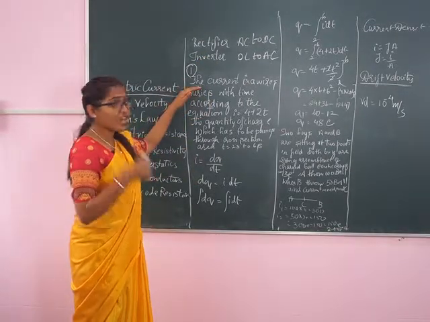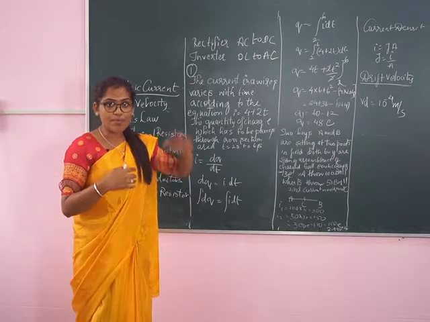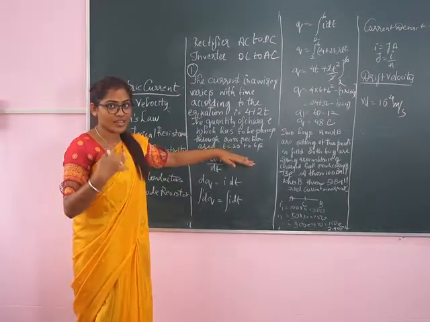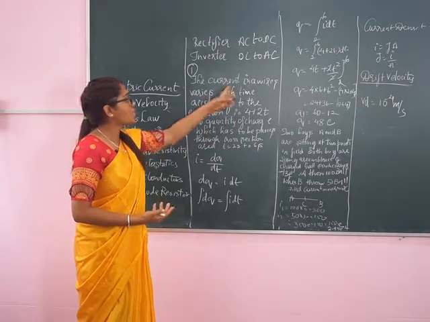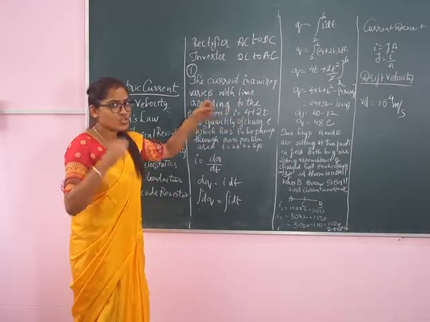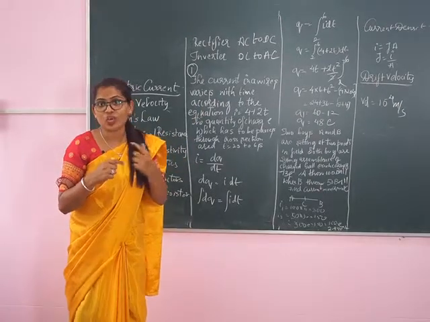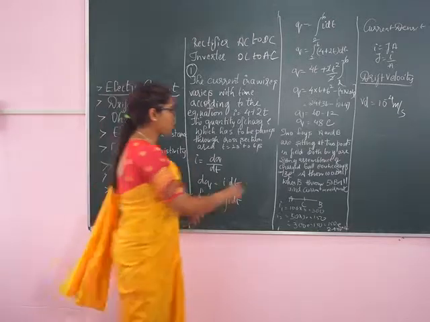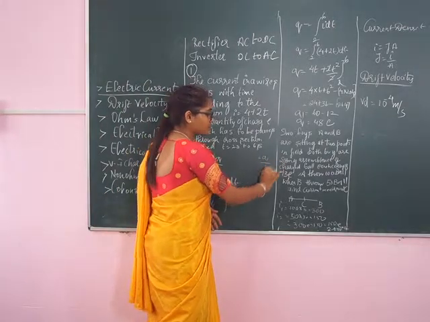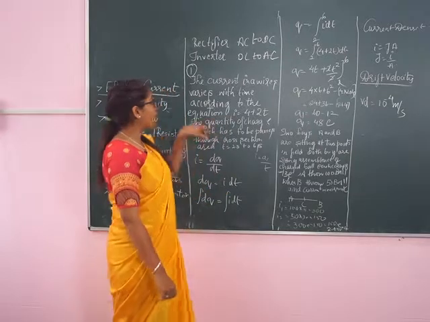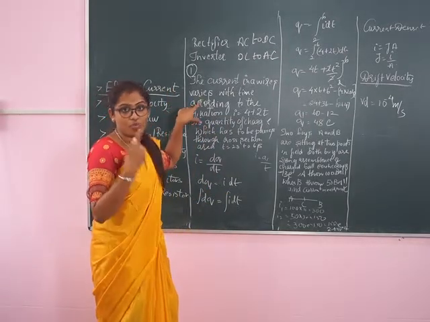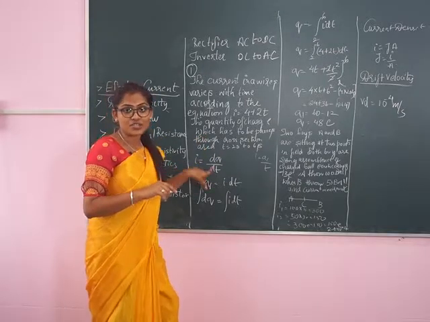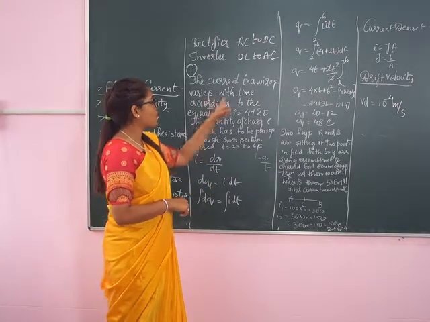Now we come to a problem based on electric current. I'll read out the question and tell you how to analyze it. The current in a wire varies with time. Since it varies with time, it is obviously instantaneous current. For steady current, I = Q/t, but here it varies with time, so it is not steady. So the formula is I = dq/dt.